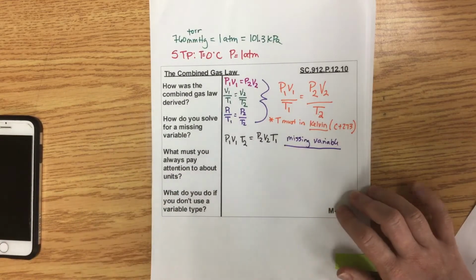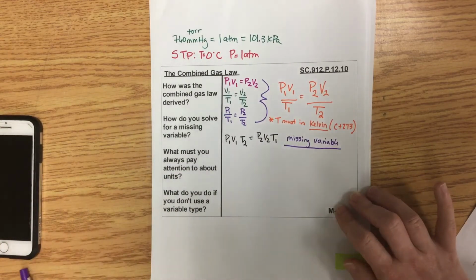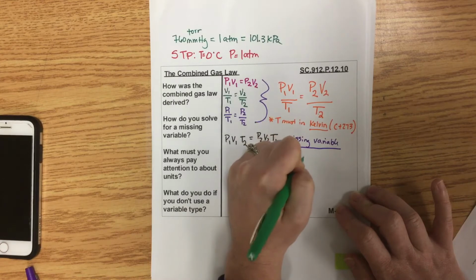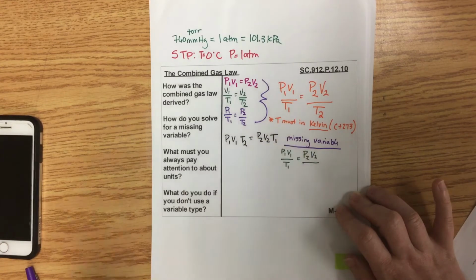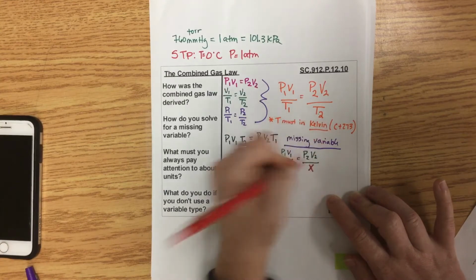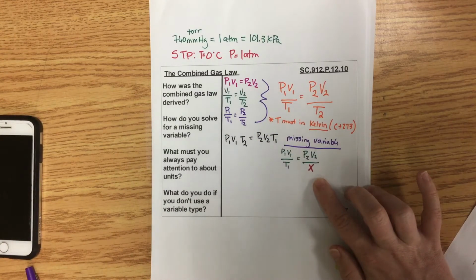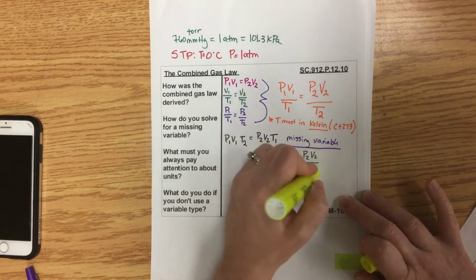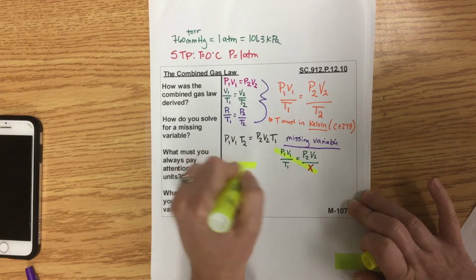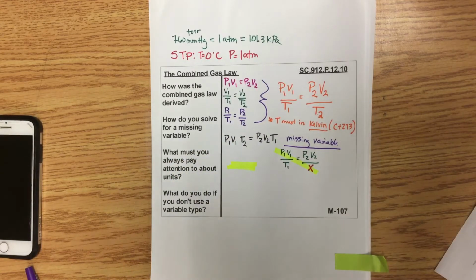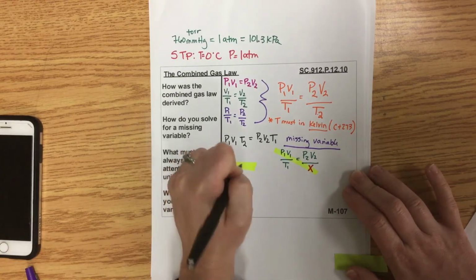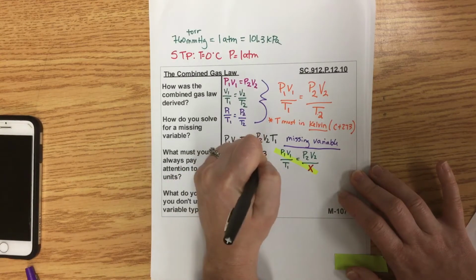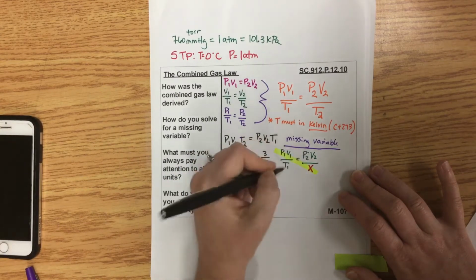To solve for a missing variable, because you're always going to have at least one missing variable, let's say that we have P1, V1, T1, P2, V2, and then we're looking for T2, so that's our X. So just like always, we're going to cross multiply and divide. The difference is that the cross that has your X in it always will go to the denominator. So the X side will always go to the denominator, which means you'll always have 3 values over 2 values.